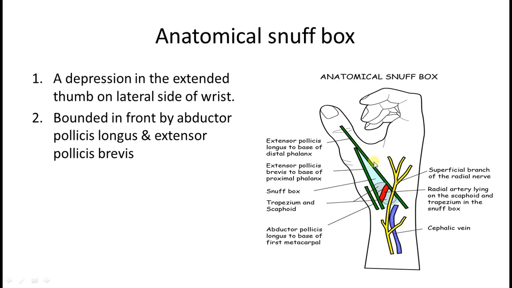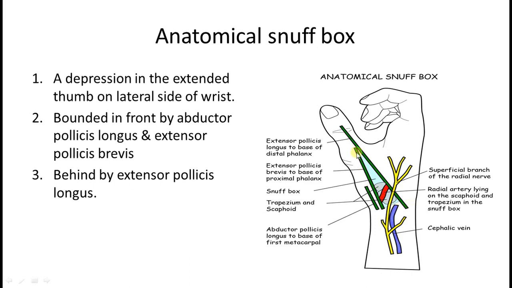And posteriorly this tendon very well you can appreciate. Only thing, if you are not very much obese, then if you extend your thumb, this tendon you can easily appreciate, that is posteriorly or behind it is bounded by the extensor pollicis longus.